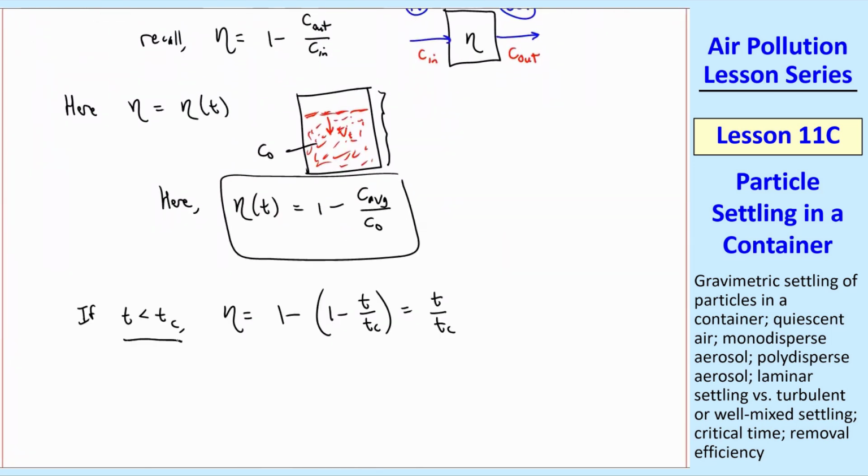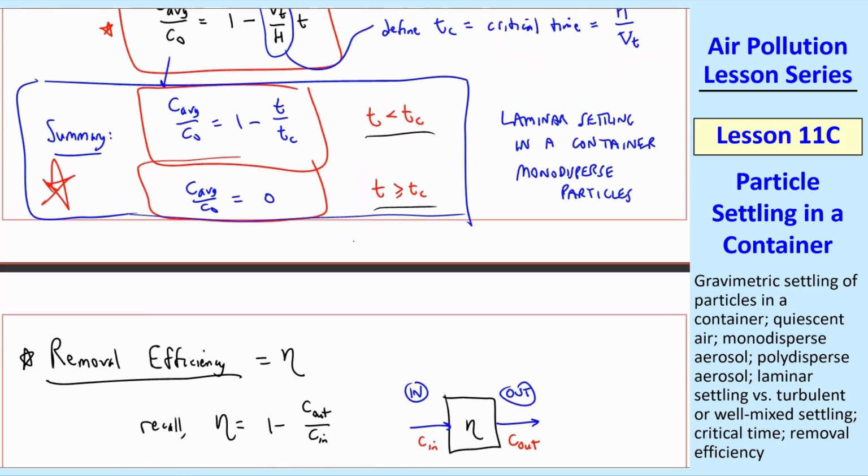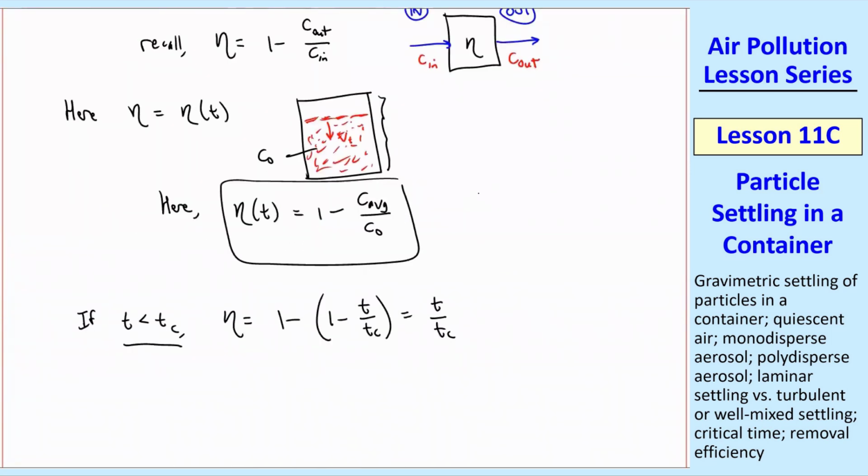When t is less than the critical time, eta is 1 minus C average over C0, which is equal to 1 minus t over tc from here. Plug that in, and we get t over tc. When we plug in our expression for tc, this becomes VT t over H.